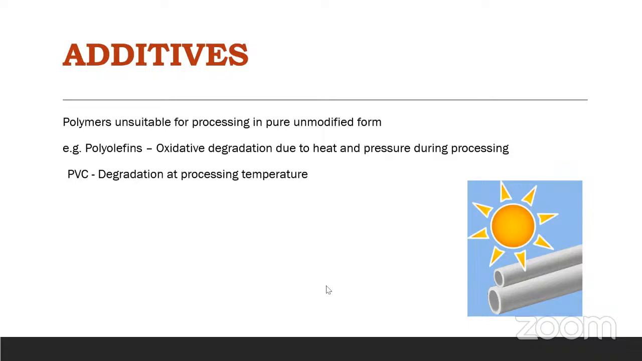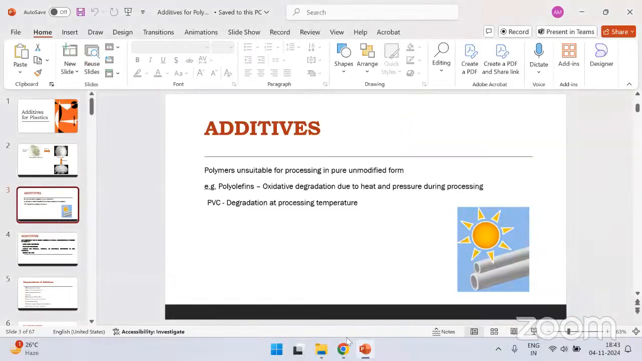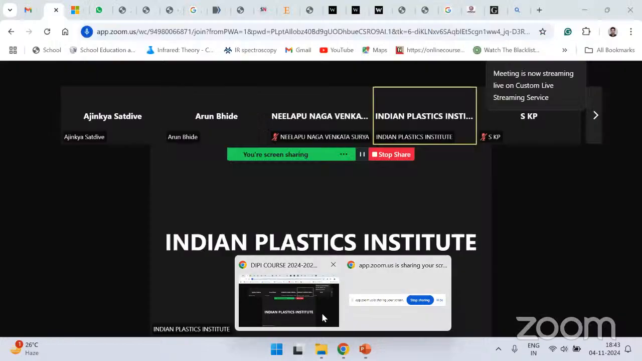This oxidative degradation is due to subjecting your polyolefins to heat and pressure during processing. As we have seen, there are different kinds of processing like extrusion, injection, rotational molding, compression molding. Sorry, but I am hearing some noise from the background.